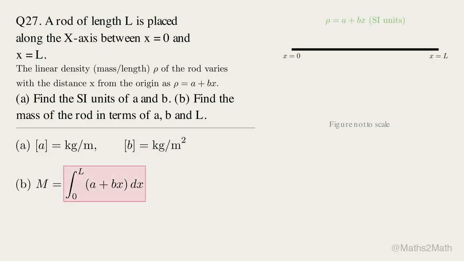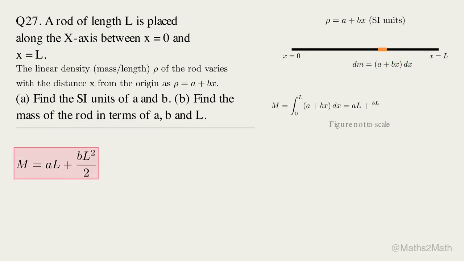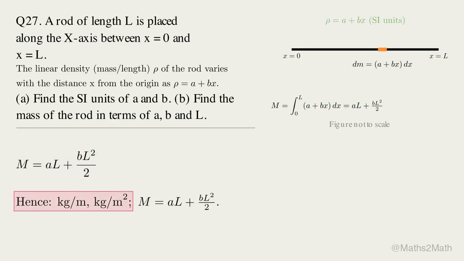The mass is the integral of the density. Integral from 0 to L of A plus Bx dx. Integrating, AL plus BL squared over 2. Hence, A in kilogram per meter, B in kilogram per meter squared, and mass is AL plus BL squared by 2.